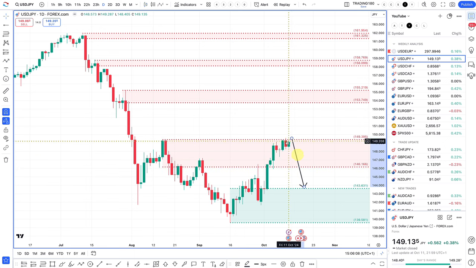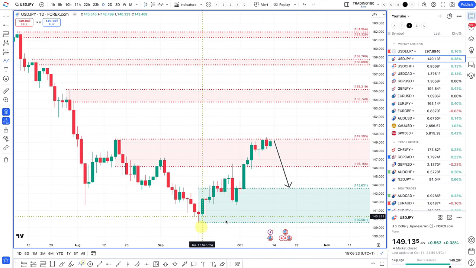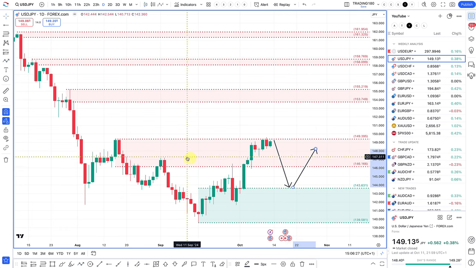I do think that there are better trades out there in terms of policy divergence. But if you are looking at this from a technical analysis perspective, where we are right now is very, very nice for a trade to the short side. If you're looking for any kind of long trades, then you're really looking for a pullback into this demand zone here before looking at, again, going long, right?